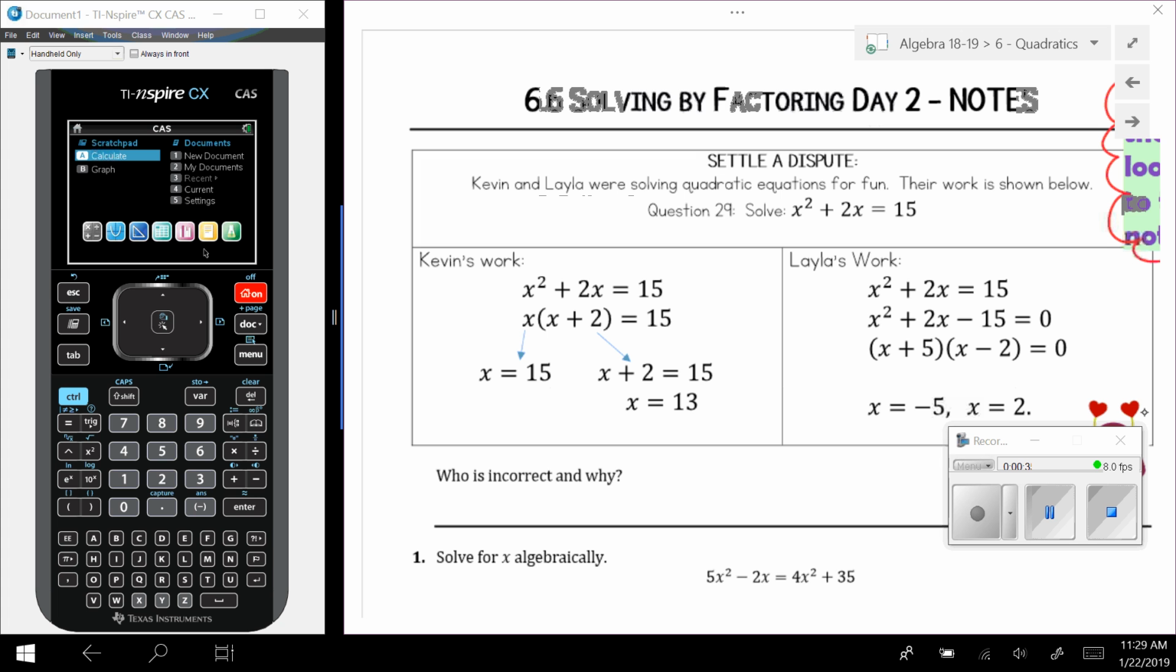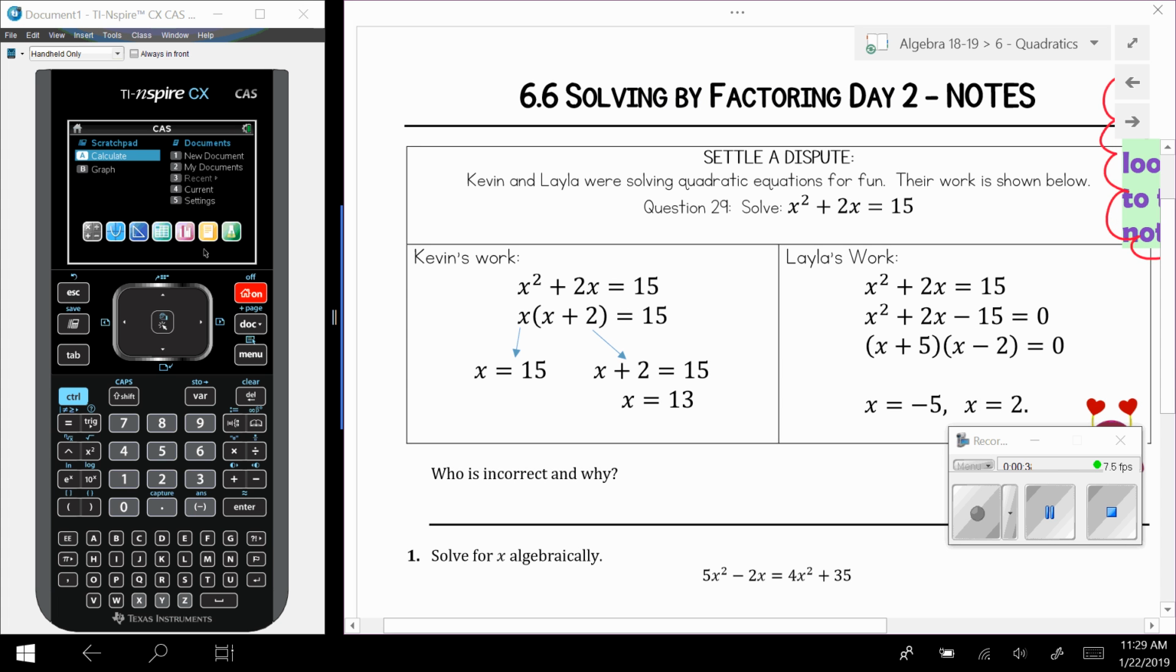What we're going to do is read through this. Kevin and Layla are two friends, and they're solving quadratic equations for fun. Below is their work. They're supposed to be solving x squared plus 2x equals 15. I'll give you a second to look through both of their work, and I want you to decide which one of them did the work incorrectly. Who is it? And why do you think the work they did was incorrect?